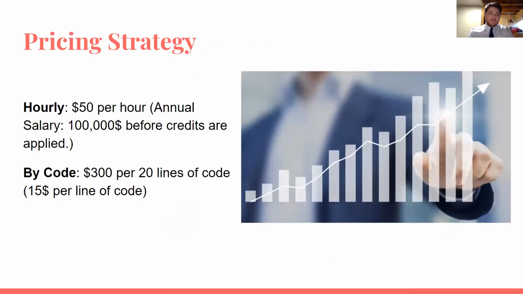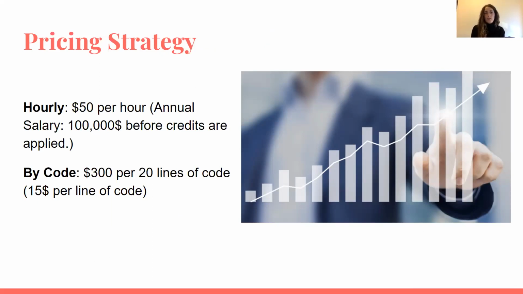Next slide. All right, so right now we're going to be talking a little bit about the financial side of our company, Pucky. We talked about it before, but there are going to be two ways that we will do charges. It could be hourly, which is $50 per hour, which will give us an annual salary of about $100,000 a year before any credits are applied.